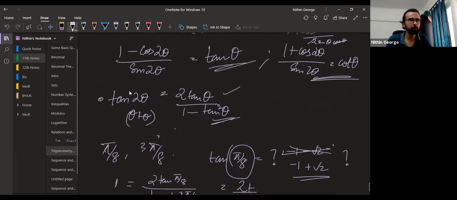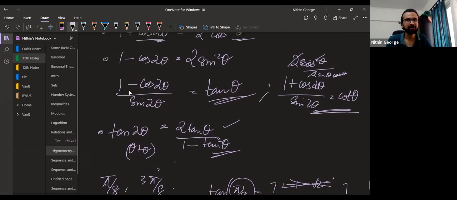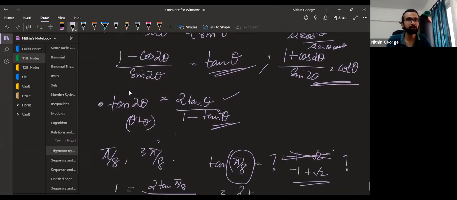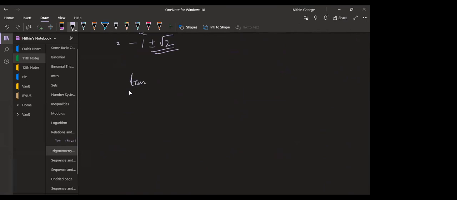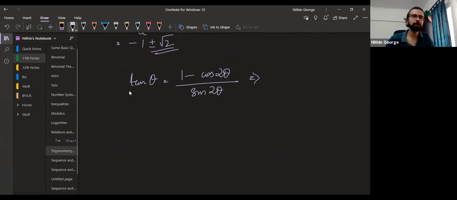But there's another way I told you to find tan theta, right? 1 minus cos 2 theta by sin 2 theta, or 1 plus cos 2 theta by sin 2 theta. So here, what is 1 minus cos 2 theta? 1 minus cos pi by 4 divided by sin pi by 4 will be tan pi by 8.